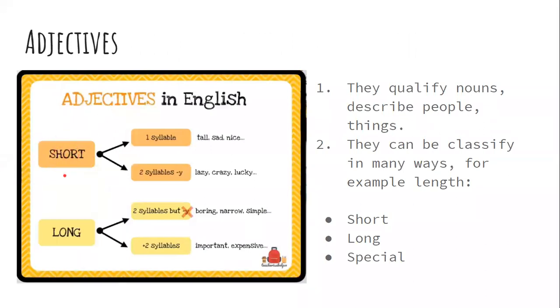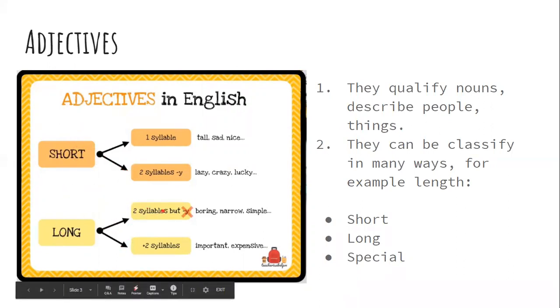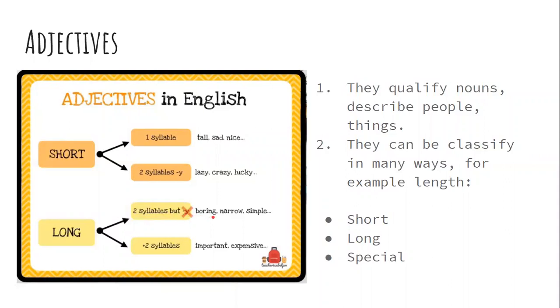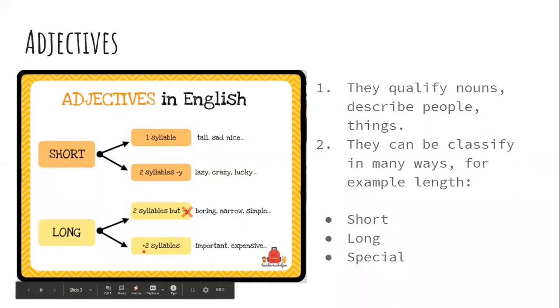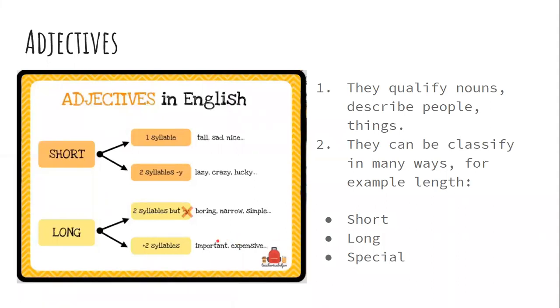So short adjectives, according to this, are one syllable adjectives: tall, nice, small, strong, cute, etc. And also we have two syllable adjectives ending in Y, and those also are considered to be short. So lucky, crazy, happy, lazy, merry, pretty. Those adjectives also are short. Then we have a long adjective category, and we count two syllables, without the Y, of course. So two syllable adjectives: boring, narrow, simple, and many more. And also two or more syllable adjectives, like interesting, important, expensive, beautiful, handsome has two, gorgeous, and many others.